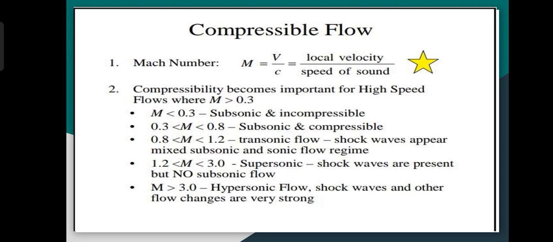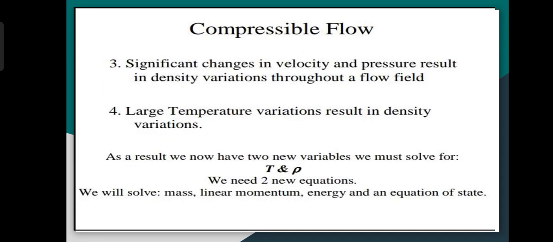and Mach number between 0.8 to 1.2 we can say is transonic flow, where shock waves appear, a mixed subsonic and sonic flow regime. Mach number between 1.2 to 3.0 we can say is supersonic, where shock waves are present but no subsonic flow. Mach number greater than 3.0 we can say is hypersonic flow, where shock waves and other flow changes are very strong.